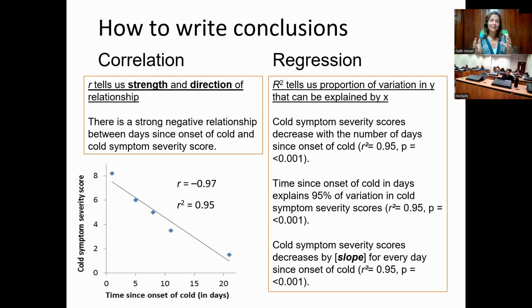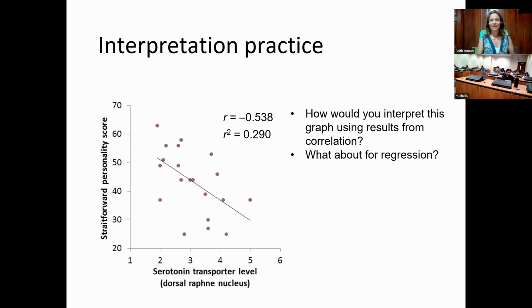You could also combine this statement to put all of that in together, like cold symptom severity scores decrease by X slope for every day since onset of cold, which explains 95% of variation in cold, right? Put it all together, package it up neatly. Now you know a lot more about how days since you started having a cold affects your cold symptom severity score, right? Tons of information. Let's practice doing this interpretation a little bit.